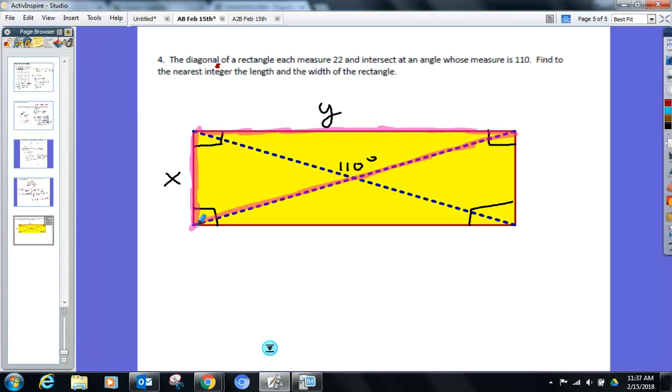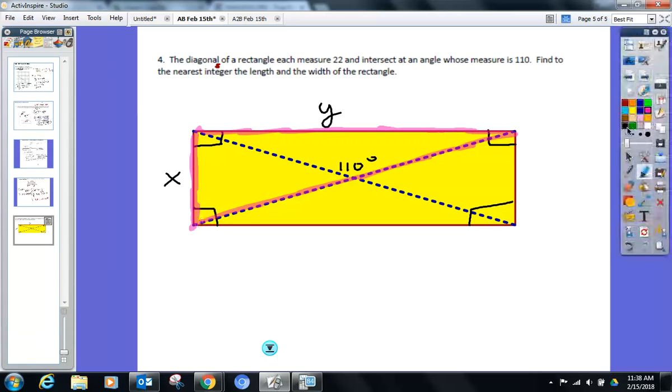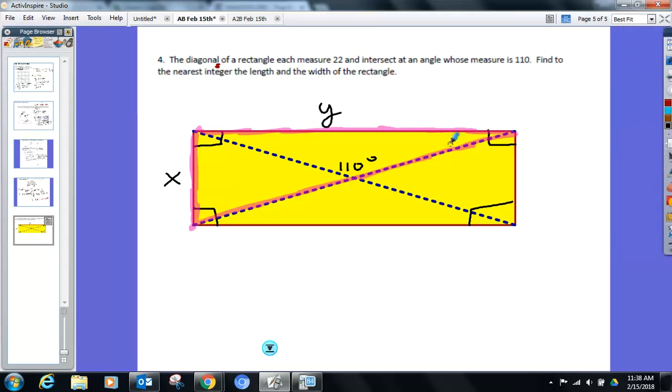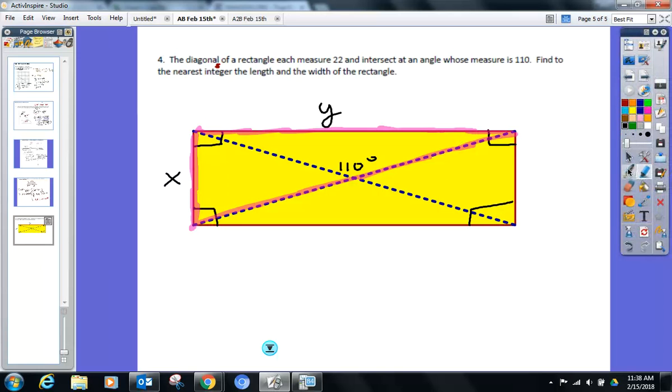Can I use Pythag? No. SOHCAHTOA? No. 30-60-90, 45-45-90? Nope. Sine, cosine, tangent? Not yet. Is that 110 in this triangle? No. I need your help right now. Can you find me this angle right here or this angle up here so I can do sine, cosine, tangent? And we're going to have to get out our properties of a rectangle.